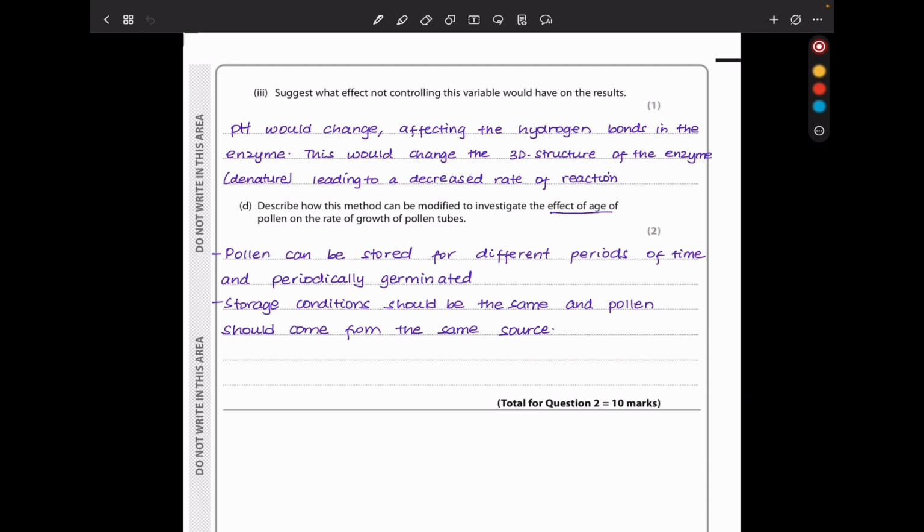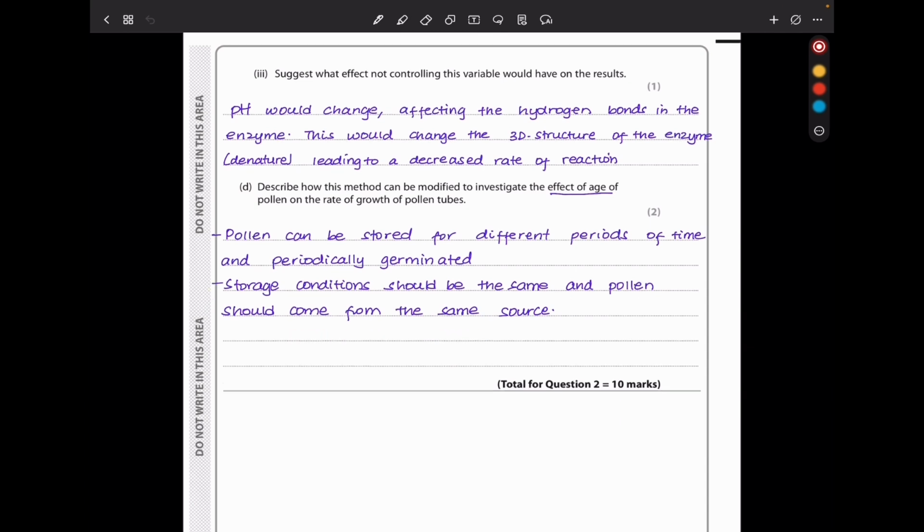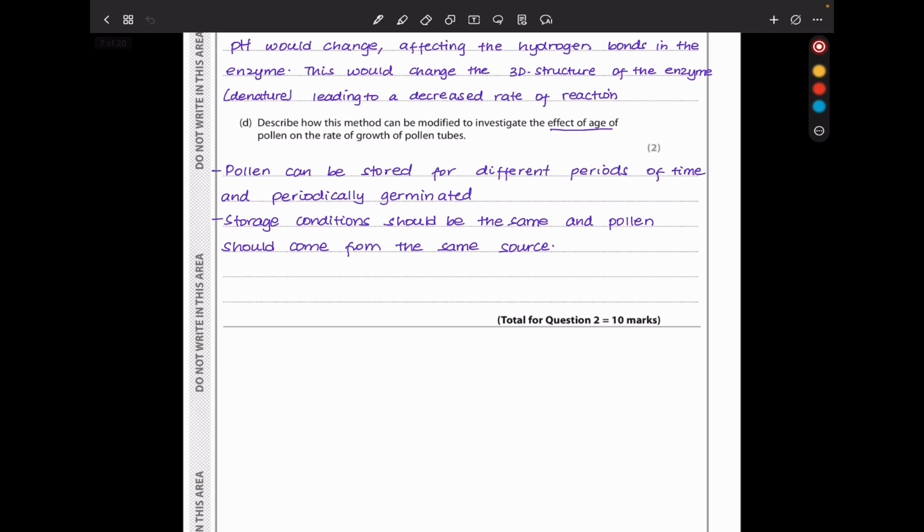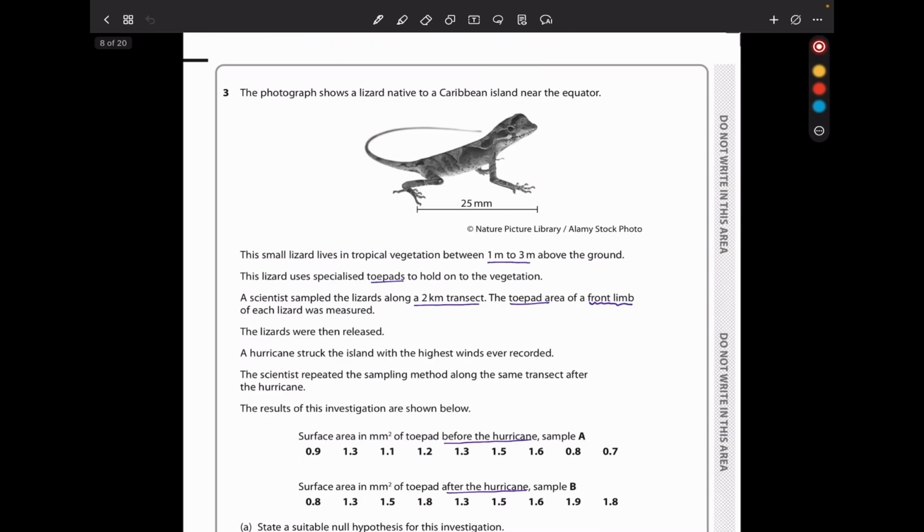In part D, describe how this method can be modified to investigate the effect of age of pollen on the rate of growth of pollen tubes. This could be carried out by storing pollen for different periods of time and then germinating it to see how the growth rate is going to be. So I said pollen can be stored for different periods of time and periodically germinated. And during storage, the conditions should be the same and the pollen should come from the same source. So this brings us to the end of question 2. Let's continue to question 3.